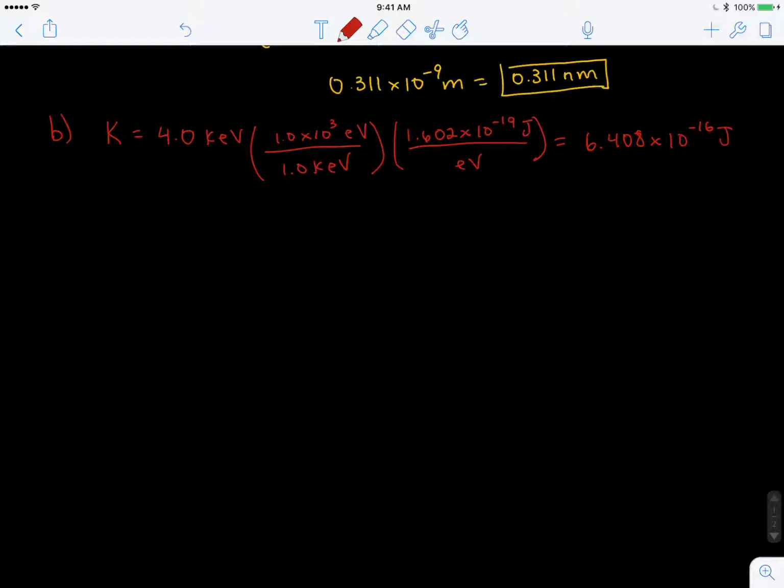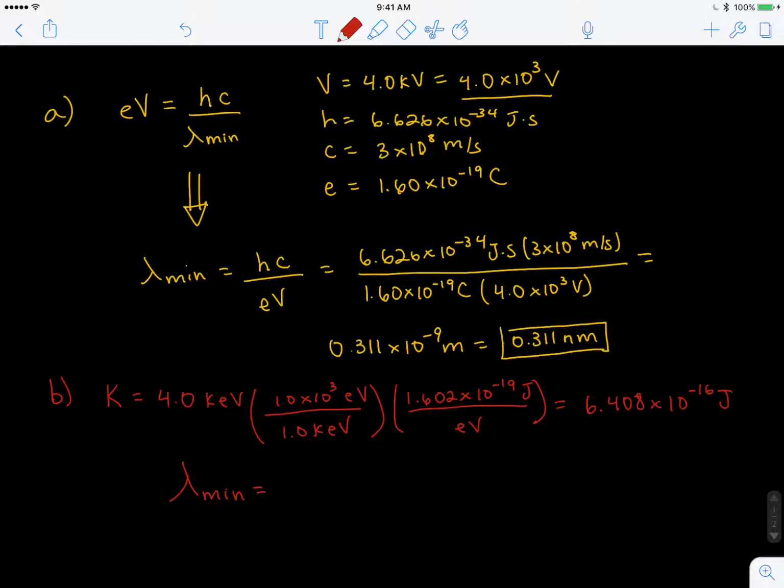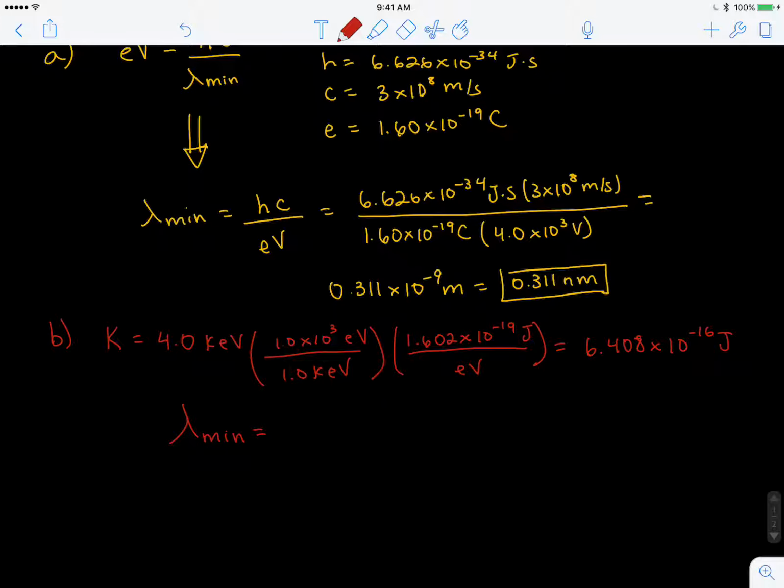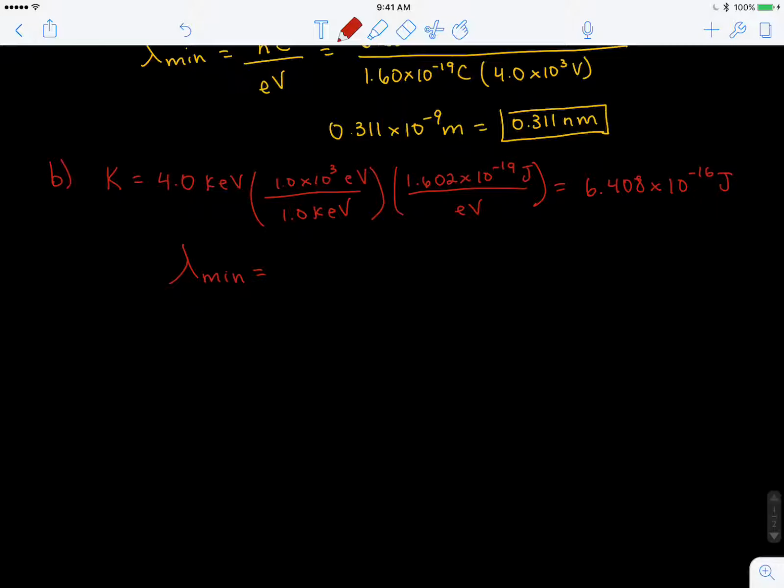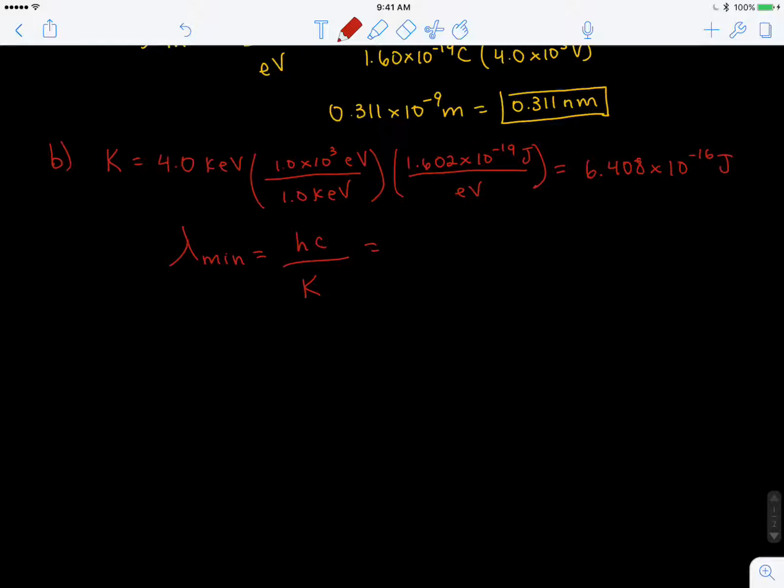So now we just have to find our lambda minimum again, which was hc over eV. This time it's just hc over K, and you are going to get 0.311 nanometers again. If you plug in the constants and this value for K, you're going to get the exact same answer. These are the same.